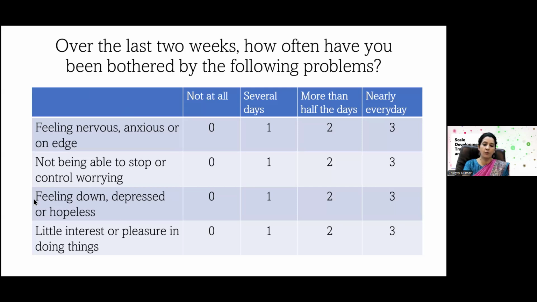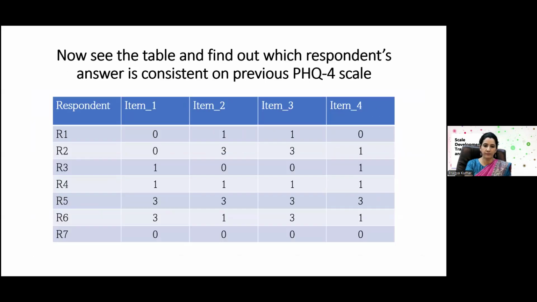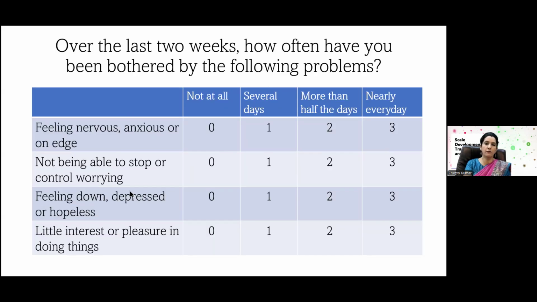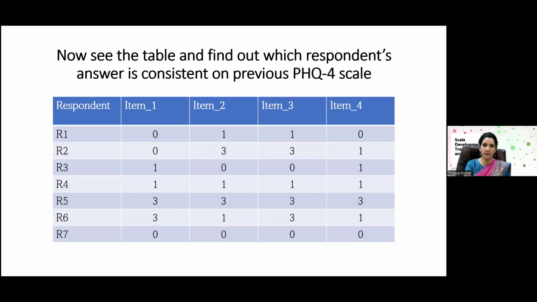Again, feeling down, depressed, or hopeless. So the answers are again 0 in this question. You can see all these questions or items are negative questions. So the person has scored 0 on all this and 3 high. So negative means nearly every day. A high score will suggest that the person is suffering from some mental problem or depression. Okay. Now, these are the 4 questions of PHQ4. PHQ4 is again to screen for depression or mental disorder.